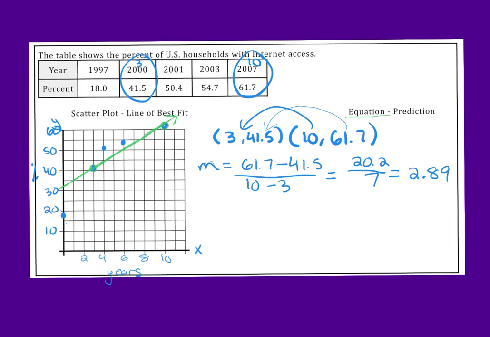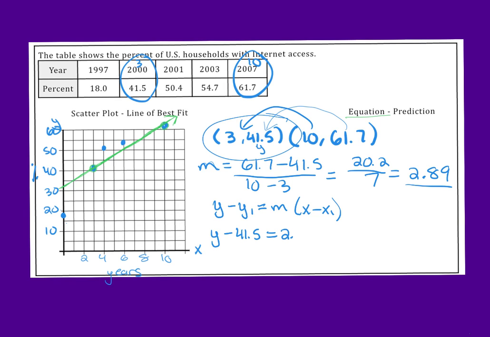So there's my slope. Now let's go to point slope form. So y minus y1 equals m times x minus x1. So if I use my first point, I'll have y minus the y value, 41.5, equals m, 2.89, times x minus the x value, 3. And then do what we've been practicing, which is to get point slope form into slope intercept form.